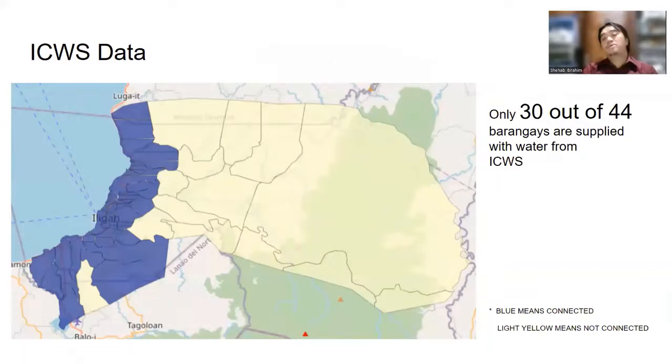Now, based on the ICWS data, we found out that only 30 out of 44 barangays are supplied with water from ICWS, and most of the barangays that are not supplied by ICWS are what we call the hinterland barangays. So probably around 60% in terms of area size are not supplied with water from the ICWS.